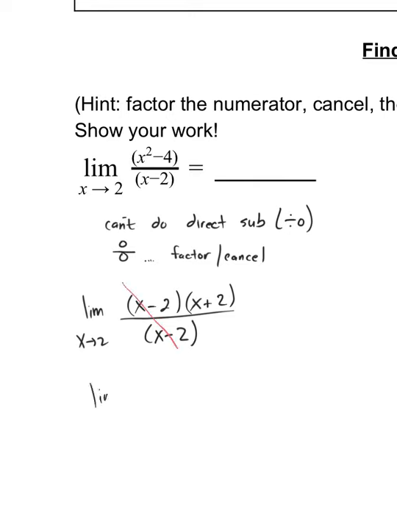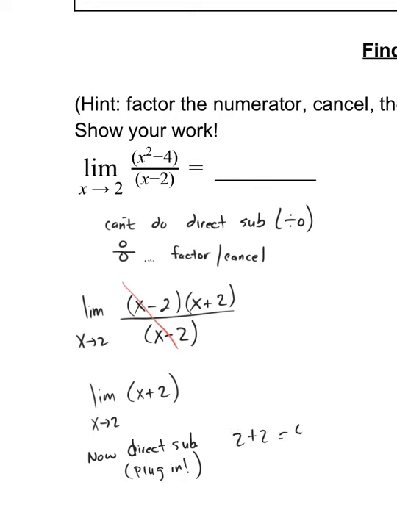Now we have the limit as x approaches 2 of what's left, right here, x plus 2. And now we can do direct substitution. Direct substitution means plug in. So if I plug in 2, 2 plus 2 is 4. So the limit as x approaches 2 of that function is 4.